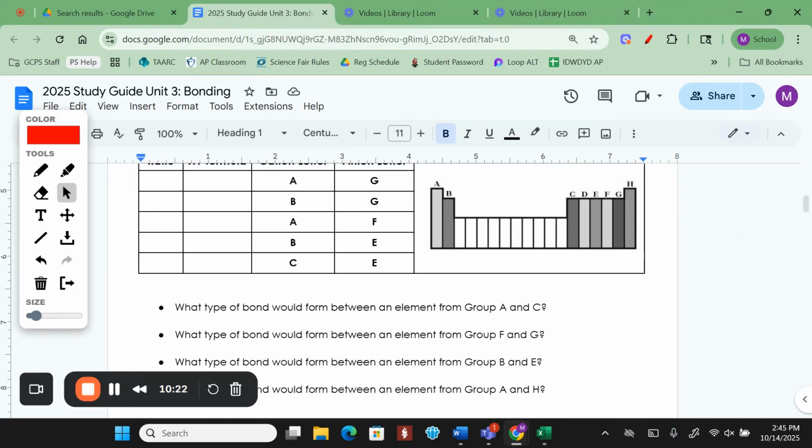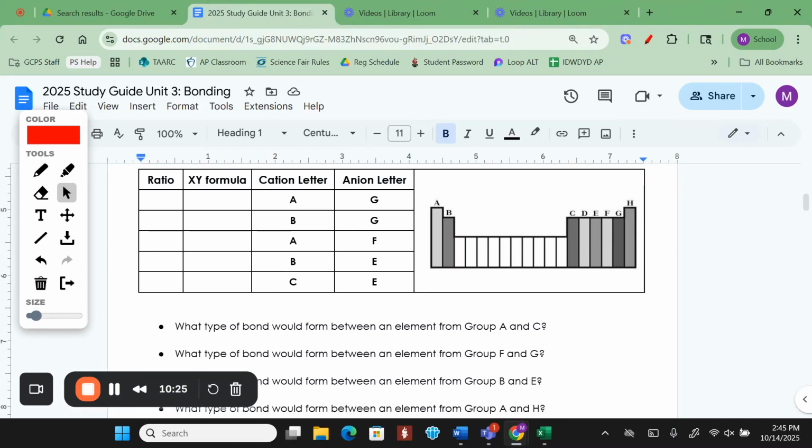Let's go ahead and take a look at question number 2. So questions 2 and 3 are asking you to do the same thing, but they look completely different from each other. I'm going to show you how to approach these questions, and then I want you to pause the video and try some on your own to see how you do.